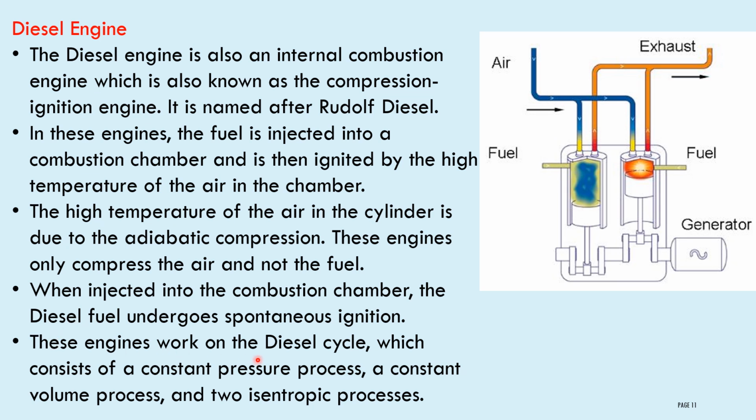This engine works on the diesel cycle. It works on the principle of the diesel cycle, which consists of a constant pressure process, a constant volume process, and two isentropic processes. Isentropic process means the process is adiabatic and also reversible. That is what we call an isentropic process. This is the detailed explanation of the working of a diesel engine.